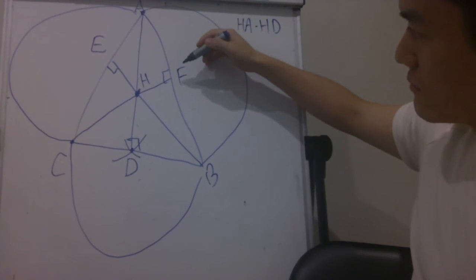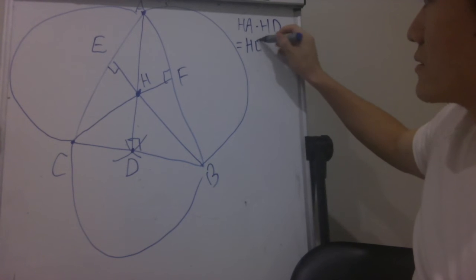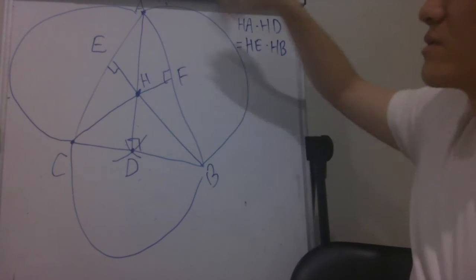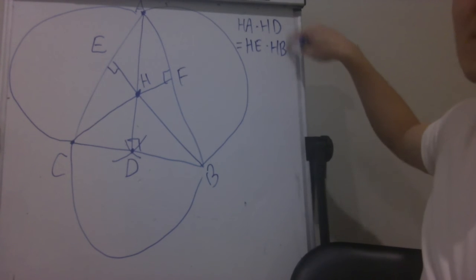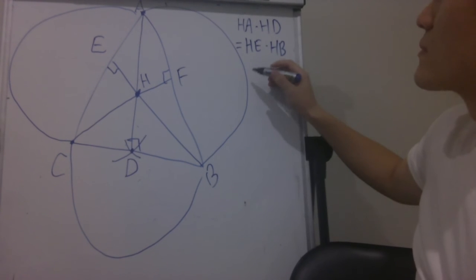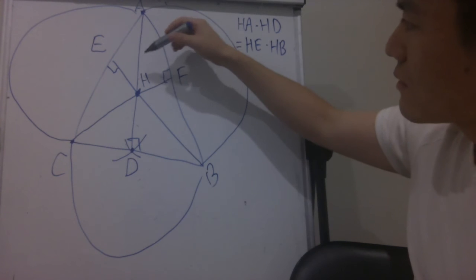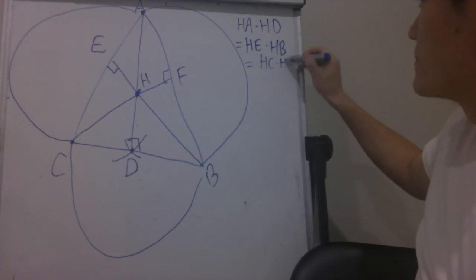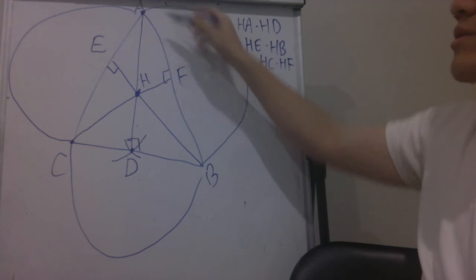The power of the point. So the power of this is equal to HE times HB, right? That's just from the same circle. The same point has the same power with respect to the same circle. And then if you look at any other circle, you'll get that this is also equal to HC times HF, right? So basically it has the same power with respect to all these circles.